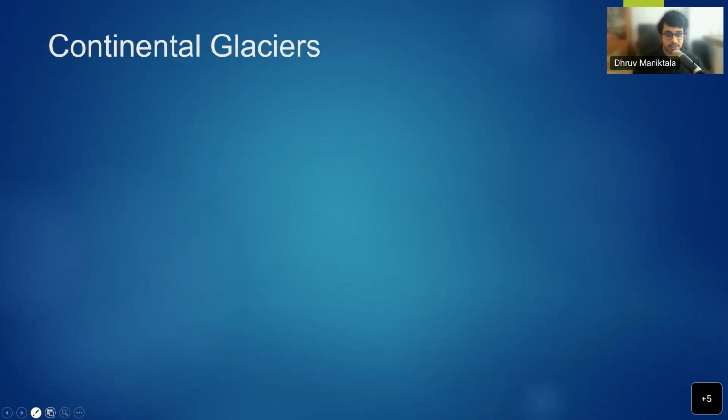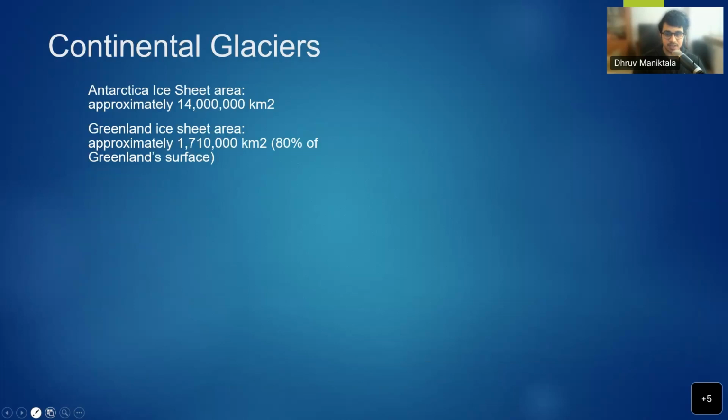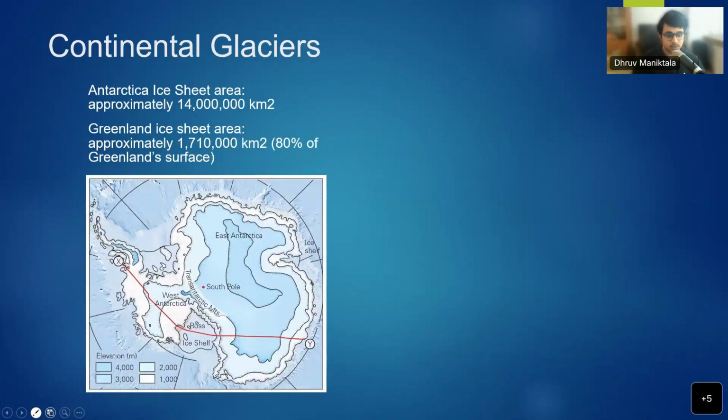Then we have continental glaciers. As I mentioned, there are only two continental glaciers on our planet, the Antarctica ice sheet and the Greenland ice sheet. And they have very large surface areas. Approximately 14 million square kilometers is the area of the Antarctica ice sheet. And for the Greenland ice sheet, the approximate area is 1.7 million square kilometers, which is almost 80% of Greenland's surface. So here are images of the Antarctica ice sheet.